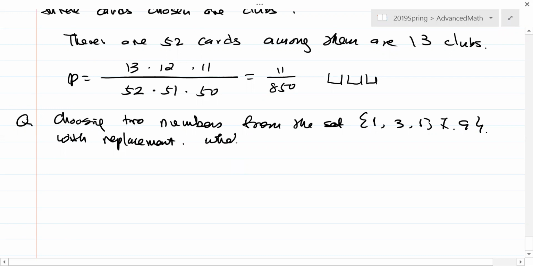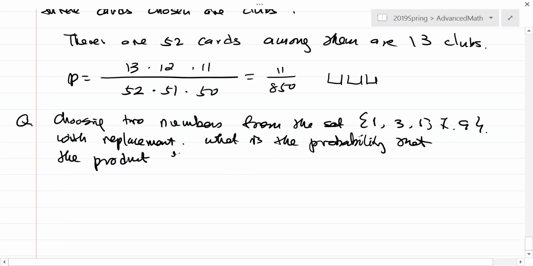What do you mean with replacement? What do you say? You can repeatedly use those numbers. Oh, okay. Greater than 40. 40?